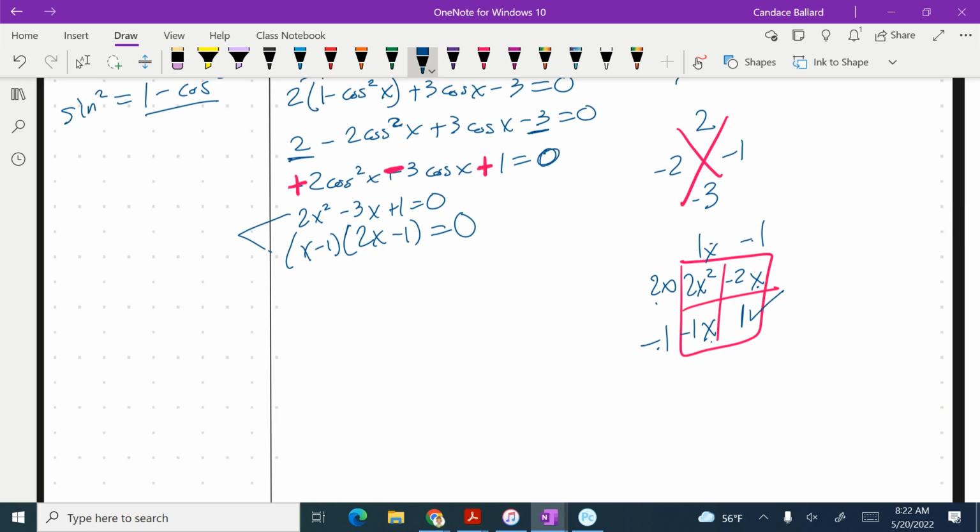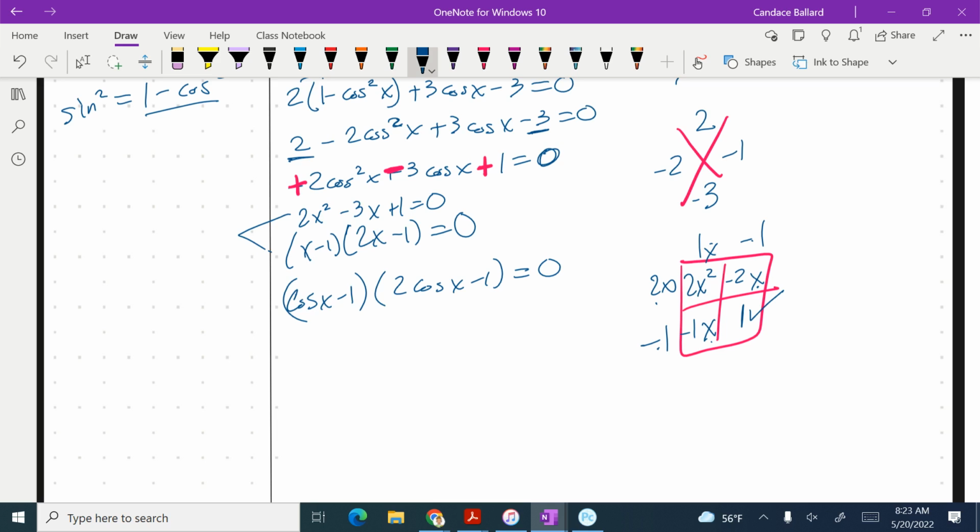You don't have to write those two things down. If it helps you to figure it out, write it down, but it's not required if you can understand it with all the trig. Either way is fine. So what am I going to replace my x's with? Cosine. So cosine x minus 1 times 2 cosine x minus 1 equals 0.